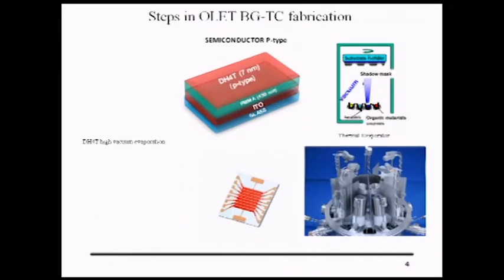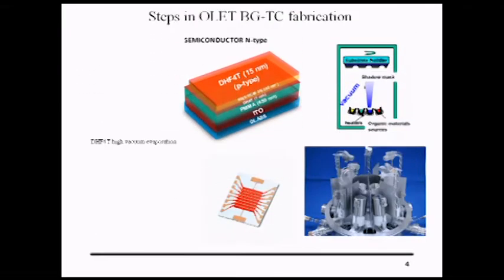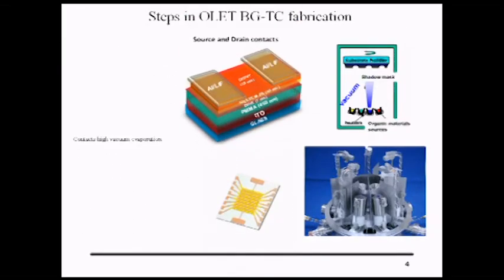The next step is the thermal sublimation of the semiconductors, the P-type and the N-type. So I use 1 crucible to deposit these 2 materials, and I use 2 crucibles to obtain a host-guest system, the recombination layer. And this is the other semiconductor, the N-type one. And finally, I deposit the source and drain contacts.